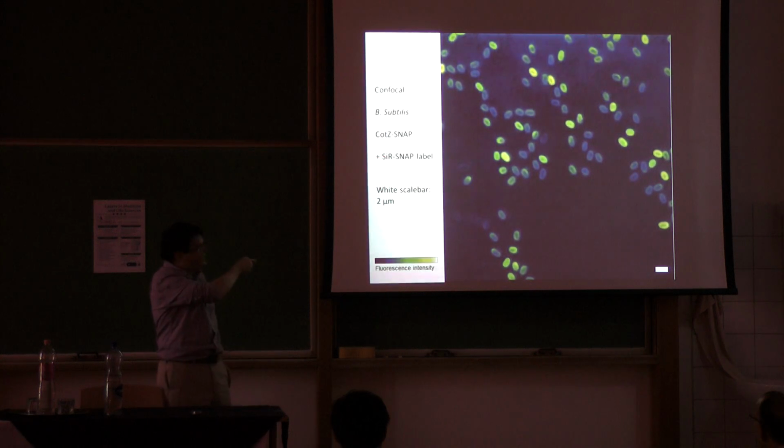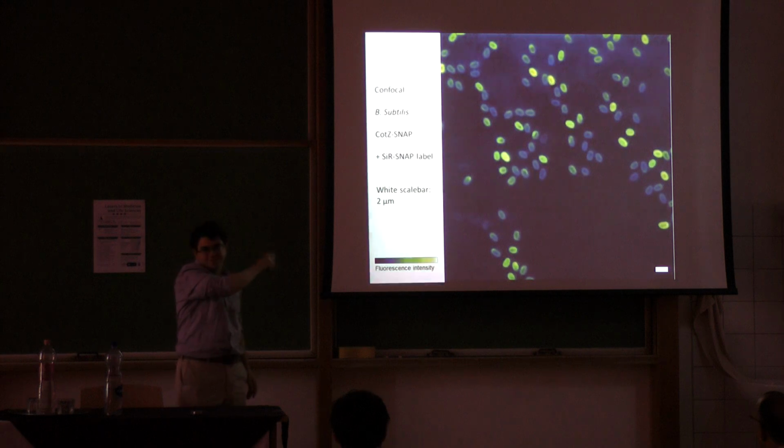CotZ is an outer crust protein. It causes the spore to stick to things, possibly. And so we want to know where it is. So we make a SNAP fusion of CotZ, and then we make that fluorescent.